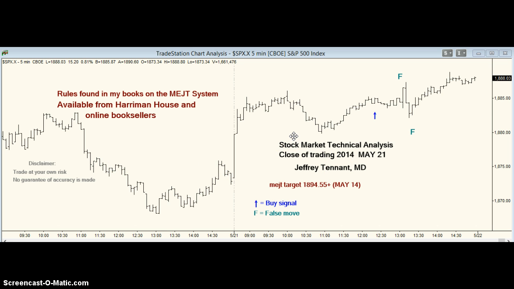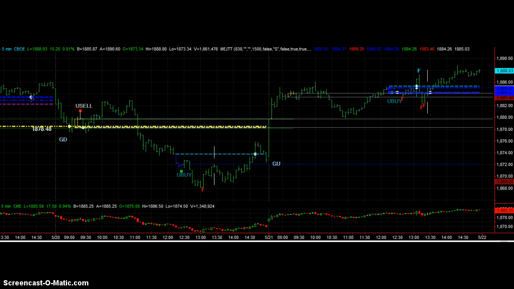I didn't have a call for the market today, but let's look at what the mejt system said during the day. This is the chart from the software, which will be available very soon.